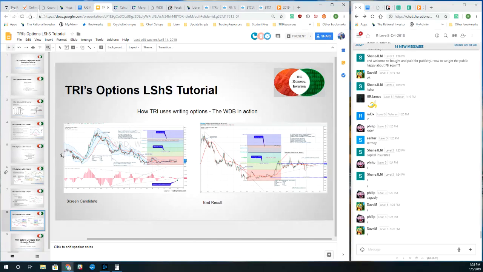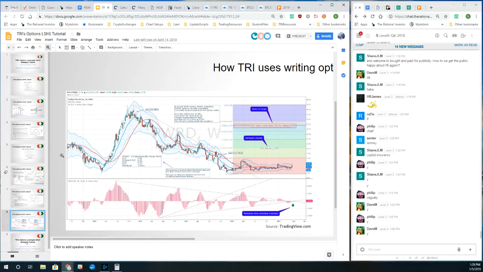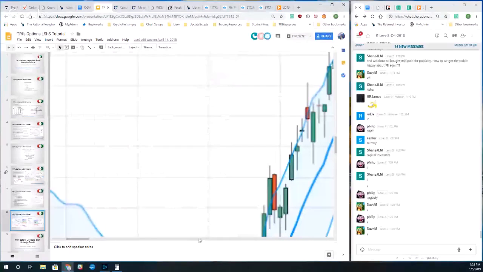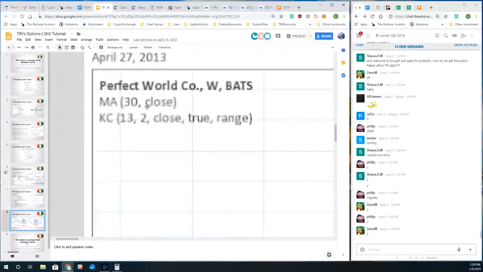But in essence, this was a company, and what a perfect name for a stock, right? This company was called A Perfect World. Isn't that a great name for a stock?